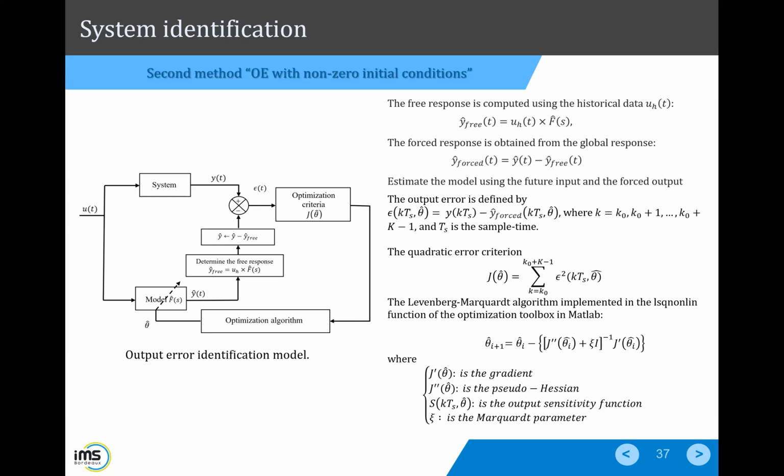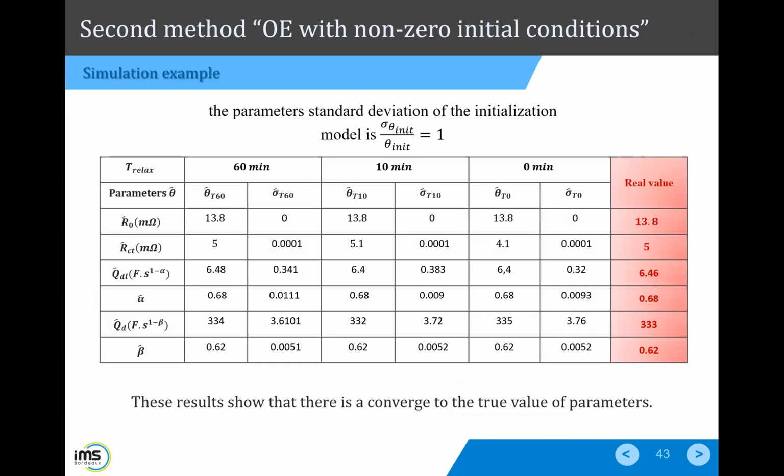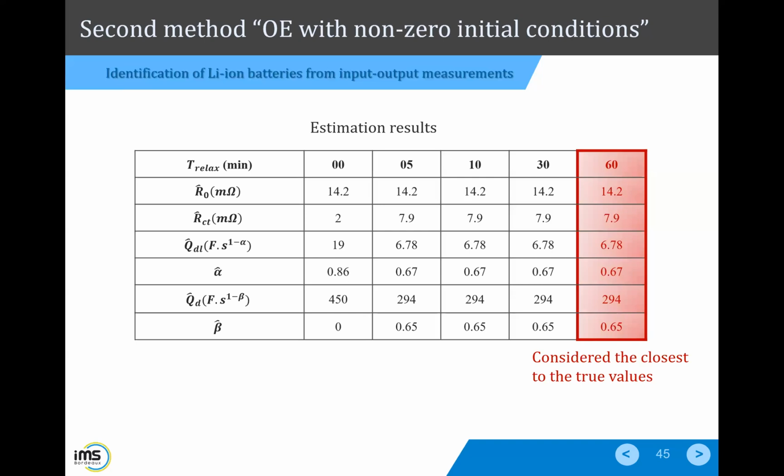A question about your final results. Can you show us the estimation of the tables with the first or second method? Simulation or practical? Practical one. You have shown us that at 0 you have a problem. Yes, we still have problems. And 5 minutes after, it looks quite good.